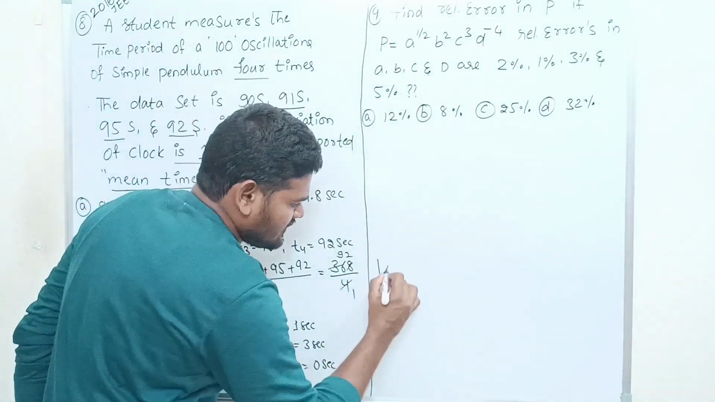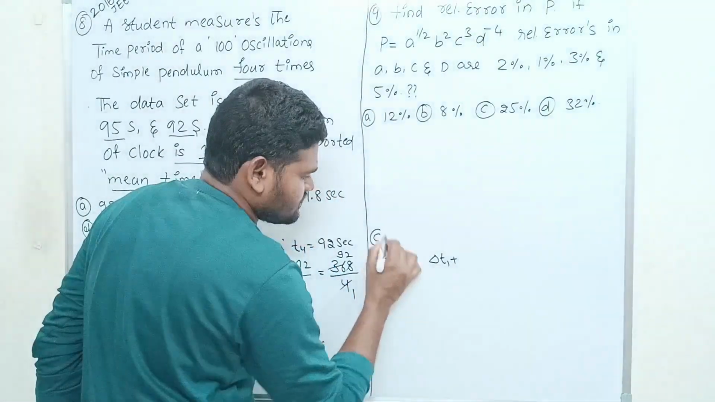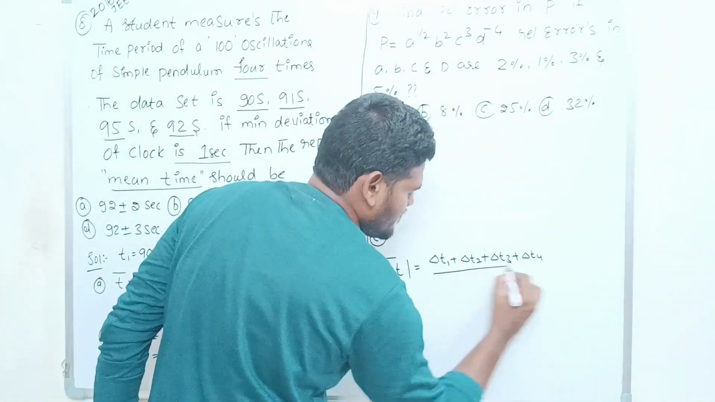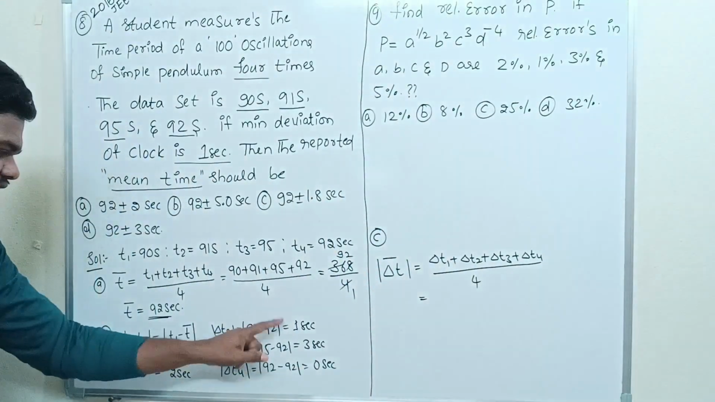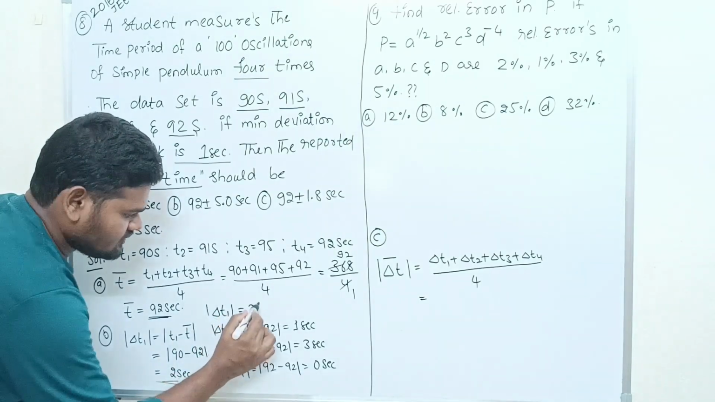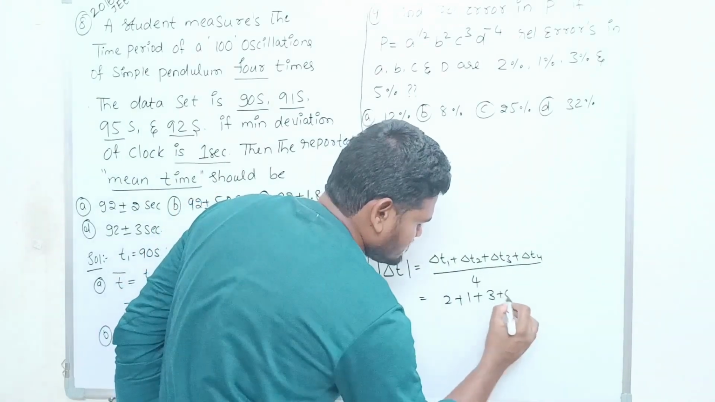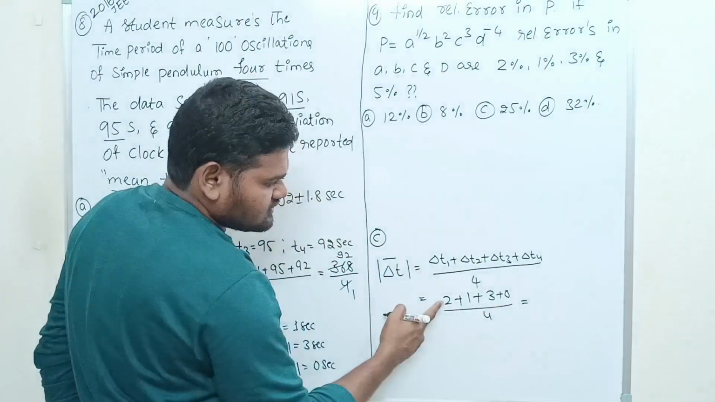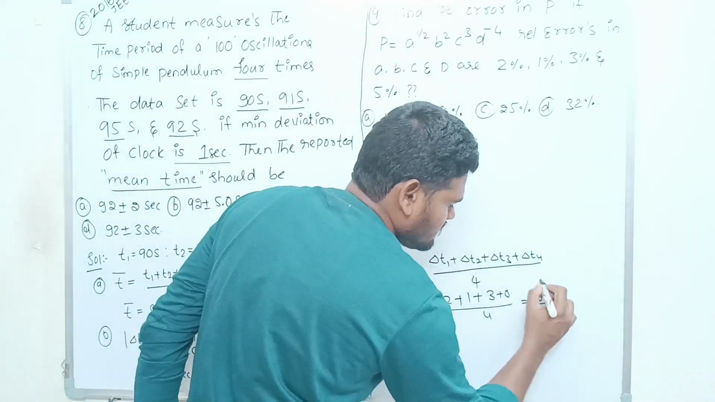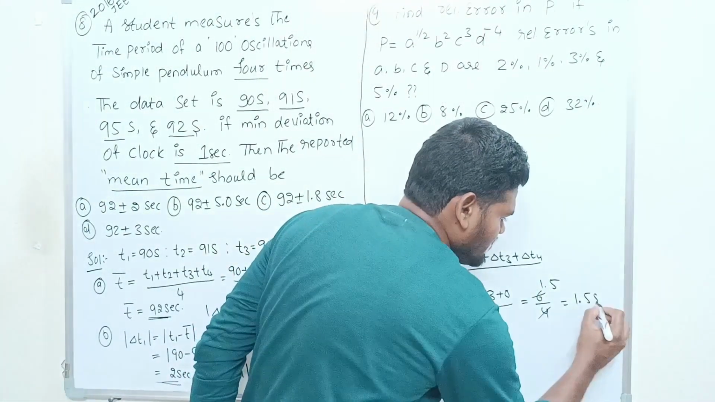Next, we have to find delta T mean, which is equal to delta T1 plus delta T2 plus delta T3 plus delta T4 divided by 4. Here delta T1 is 2 seconds, delta T2 is 1, delta T3 is 3, delta T4 is 0. So 2 plus 1 plus 3 plus 0 divided by 4. 2 plus 1 is 3, 3 plus 3 is 6, divided by 4. 4 ones are 4, 2 remains, 20, 4 fives are 20. So which is equal to 1.5 seconds.